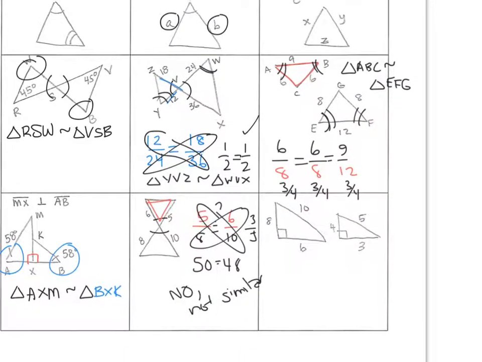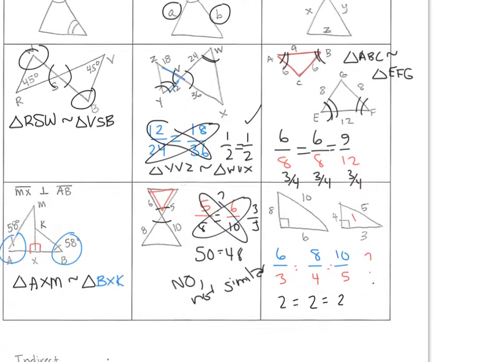So down here, I'm going to write them out from least to greatest on the blue triangles. So 6, 8, 10. Then I do least to greatest on this triangle. 3, 4, 5. And I see if all the ratios are the same. Well, this is 2, this is 2, this is 2. So yes, the triangles are similar. And there's no letters on here, so I'm not going to do a similarity statement.